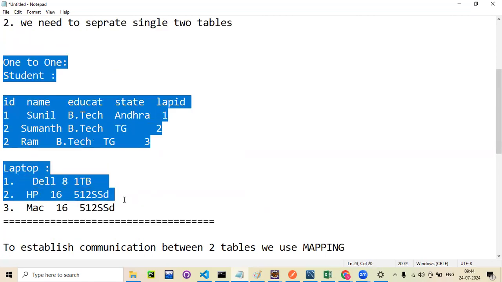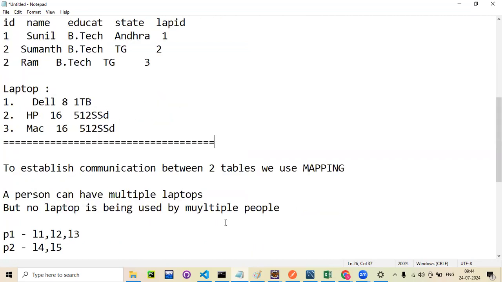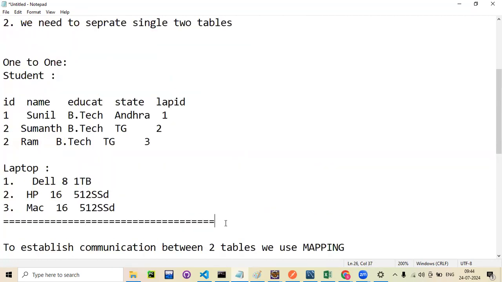Now let's copy the same thing and move to one to many. But one doubt: in the one to one case, why divide into two tables? There is no redundancy problem, right? We have three different people and three different laptops. Yeah, in one to one there is no point of separation, Sumant. But in one to many, we need to separate, because there is redundancy.